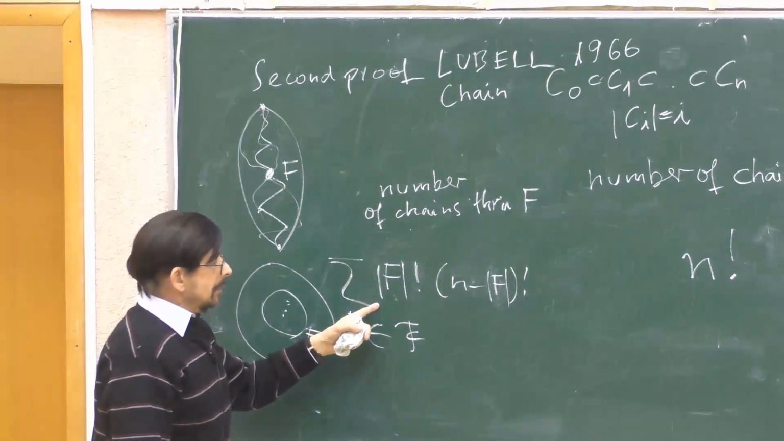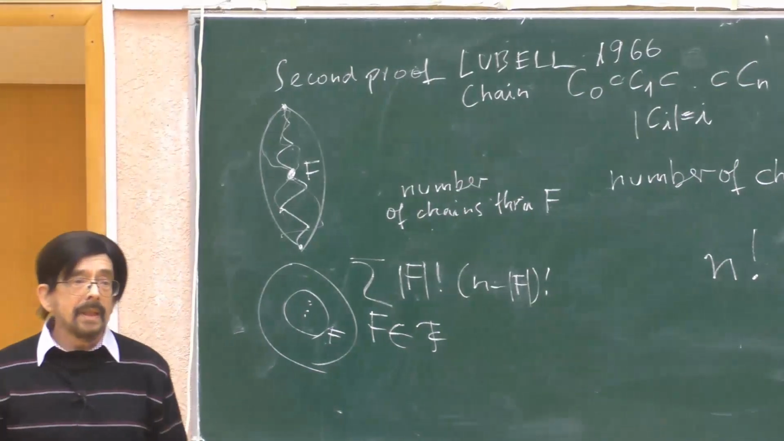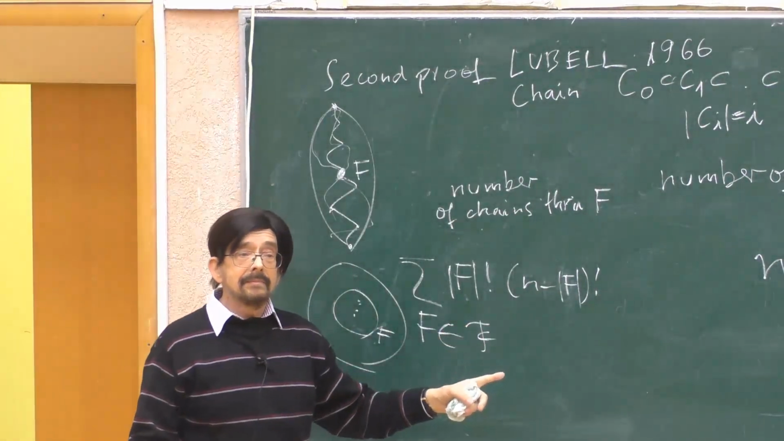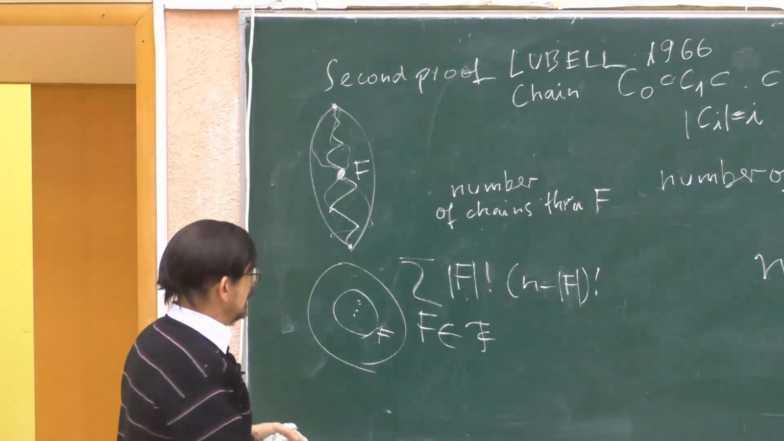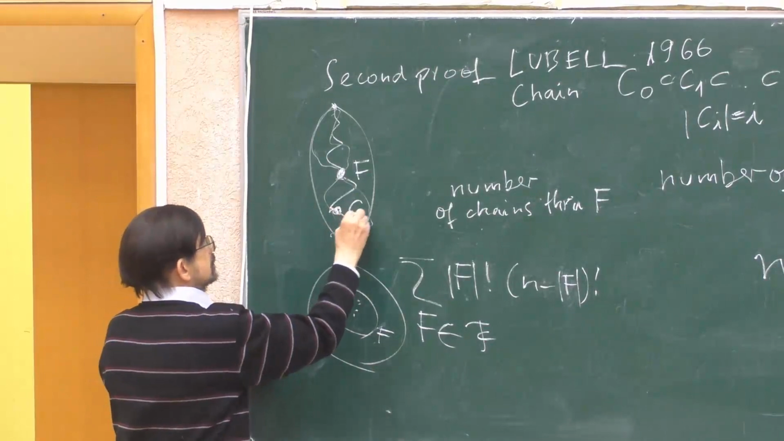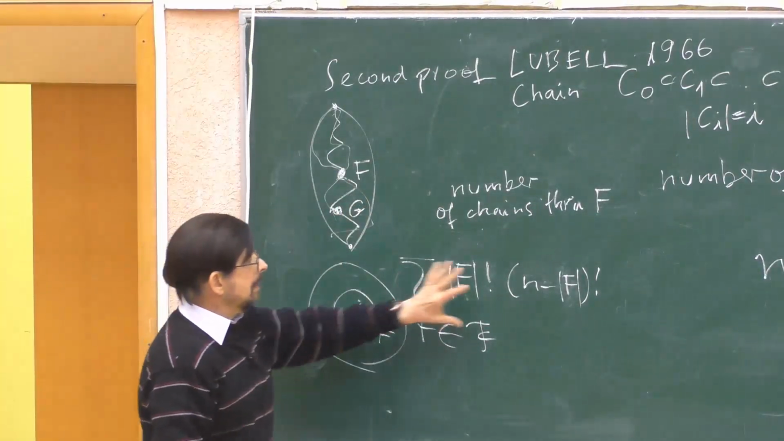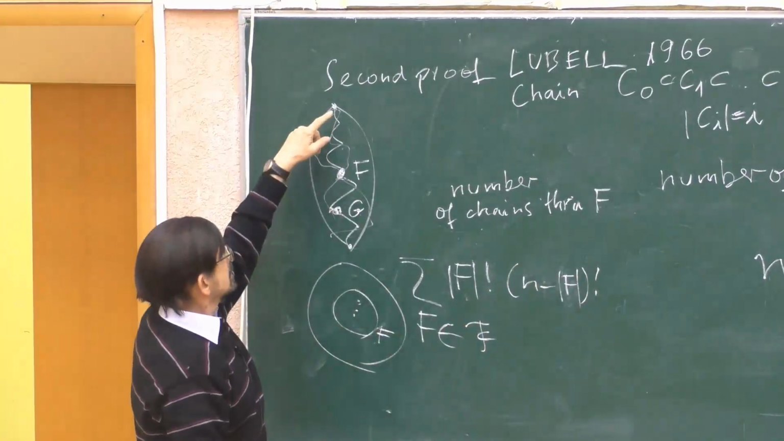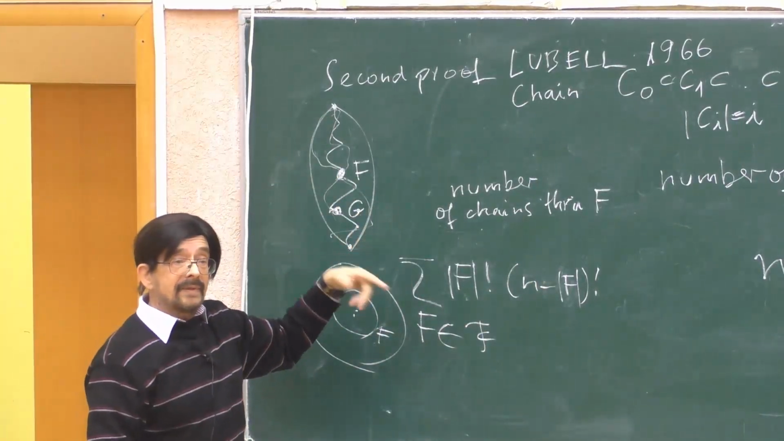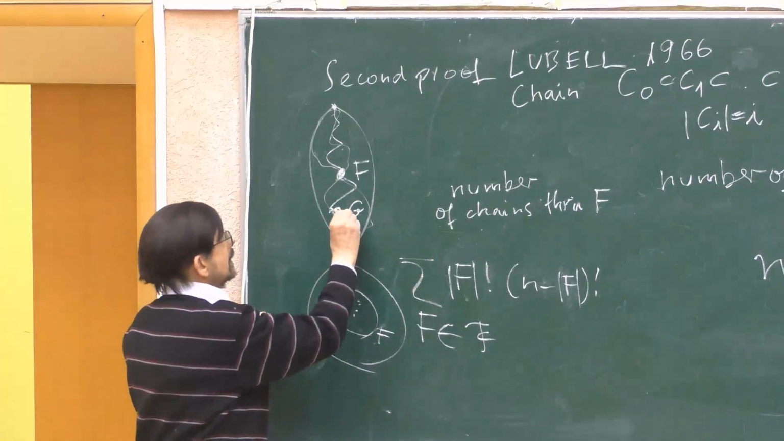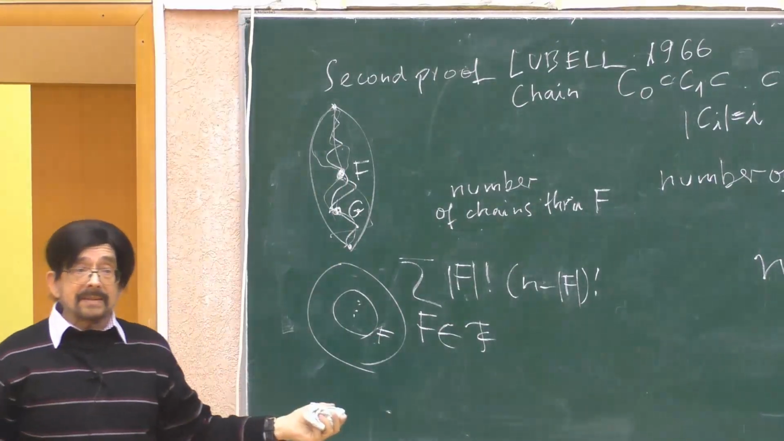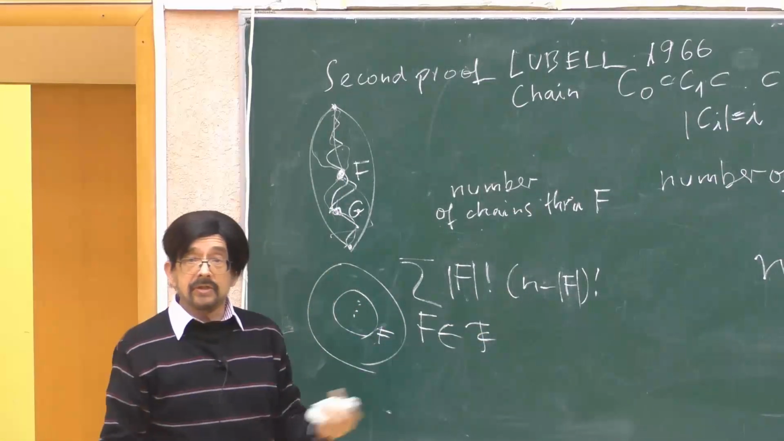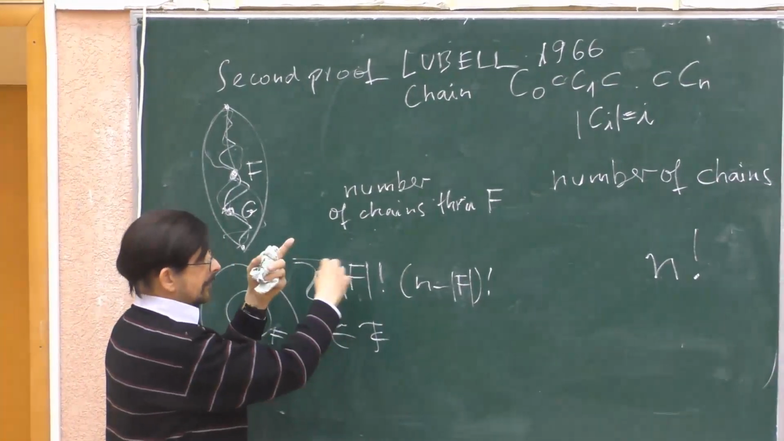So what happens if we add them up? Could we count one chain twice? So if there were G and F, here we took the chains going through G, and then another term, the number of chains going through F. If they coincide, then it means that we have a chain going through both of them, which is impossible, because then this is a subset of this. So the number of chains we counted here are disjoint. For different F, we have completely different sets.